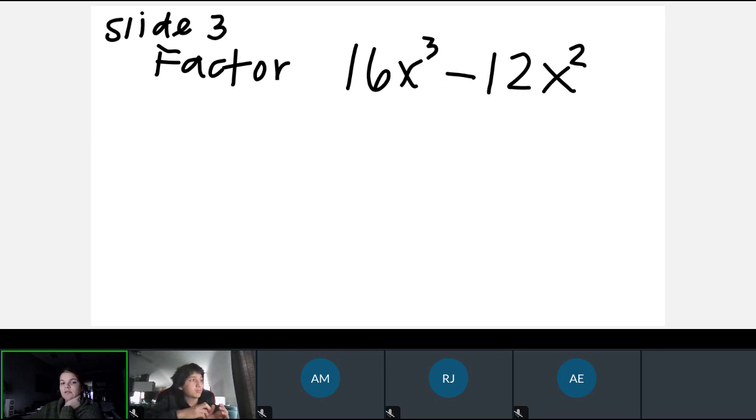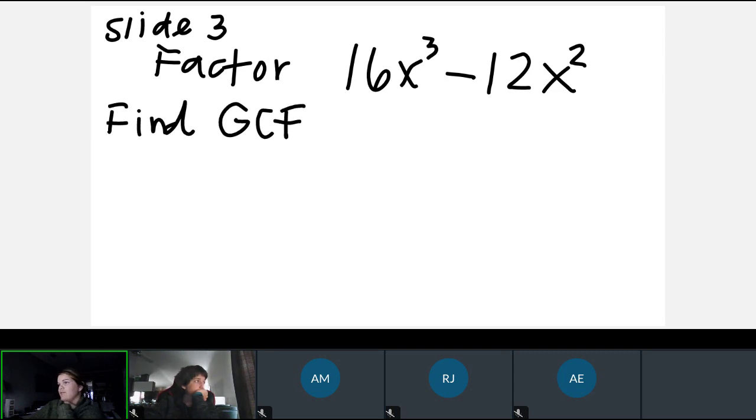All right, so in this one, we only have 2 terms. When we only have 2 terms, we're going to find the GCF and factor it out. So if I look at my 2 numbers here, 16 and 12, if I look at my 2 factors, I need to find the GCF.